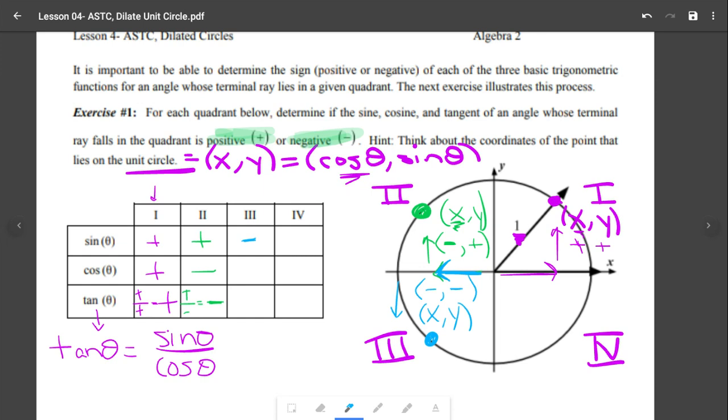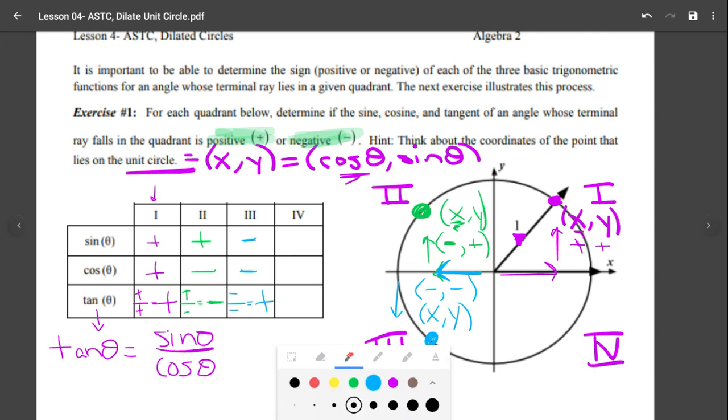Cosine is the x. The x we said was negative, so cosine is negative. And tangent, a negative divided by a negative, would get me a positive number. So tangent is positive.